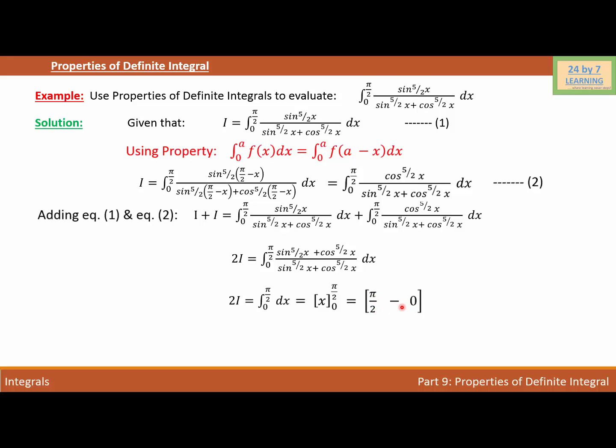So pi over 2 minus 0 is pi over 2. As you can see, 2I is equal to pi over 2. So I is equal to pi over 4. So pi over 4 is the value of this integral.